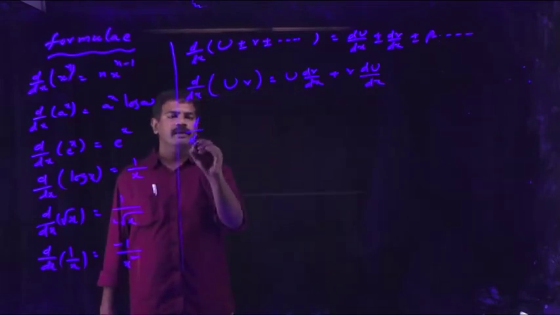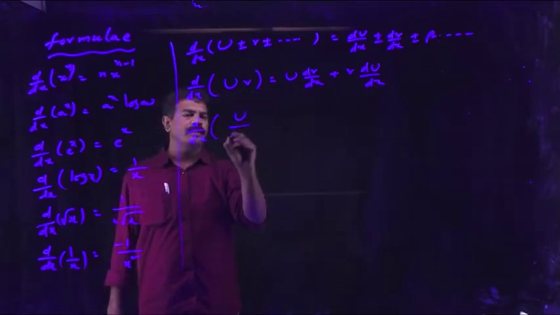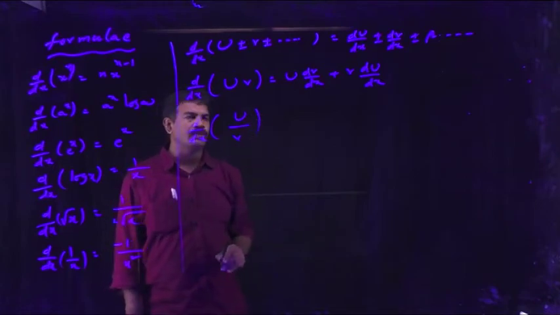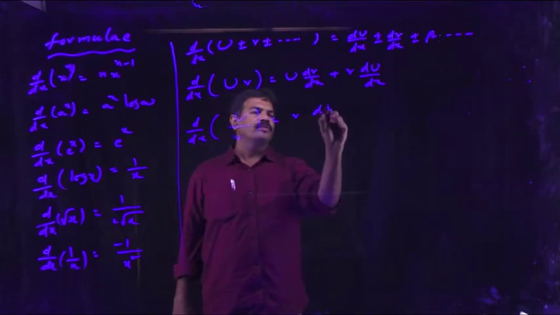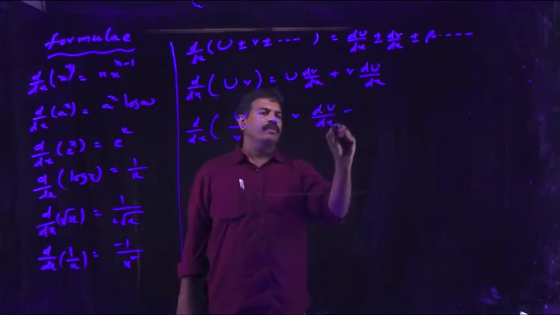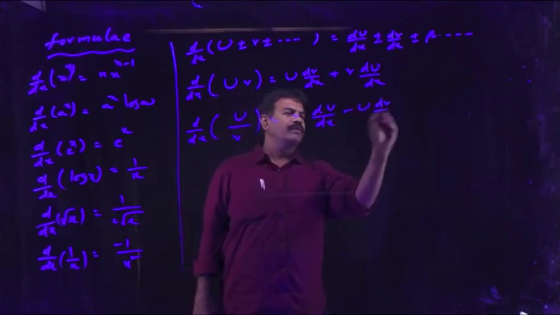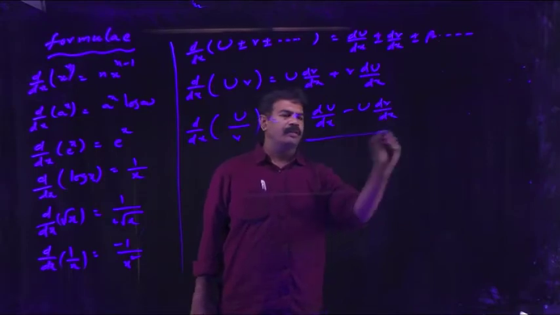Next one is d by dx of u by v. This is a quotient rule. This is a product rule. It is equal to v into du by dx minus u into dv by dx, by v square.